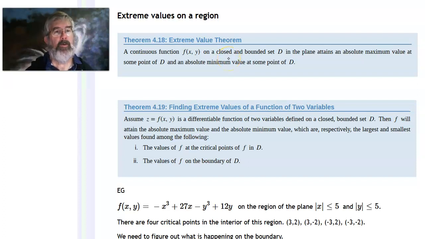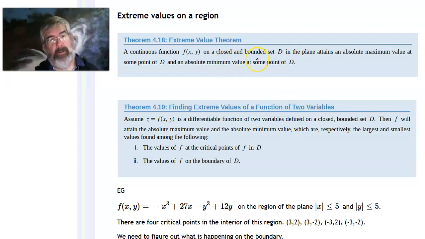Closed means it contains all of its boundary points. Right? So remember, a boundary point was a point where any circular disk around that point would contain some points in your set and some points out of your set. Every single disk would have to be that, no matter how small. You get some points in and some points out. That's the boundary. So the set D must contain all of its boundary points.